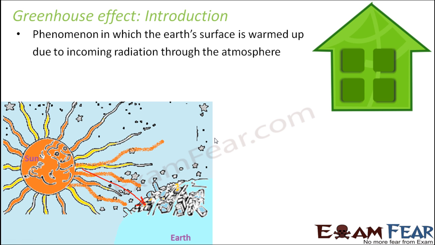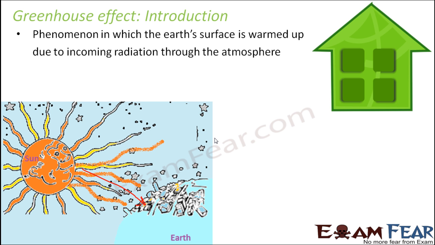So the greenhouse effect is the name given to the phenomenon in which the earth's surface is warmed up due to incoming radiation through the atmosphere. So basically it is that phenomenon where the temperature inside the earth is getting increased. So we keep the temperature inside the earth warm enough.